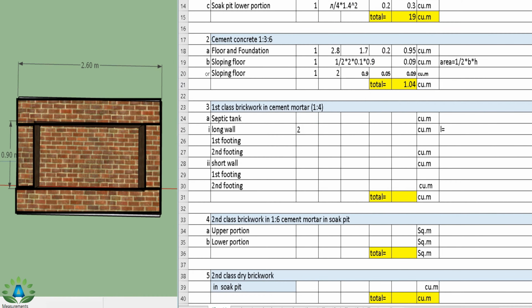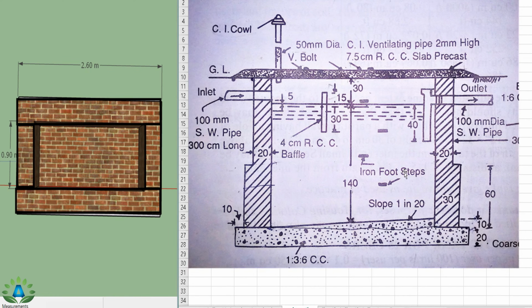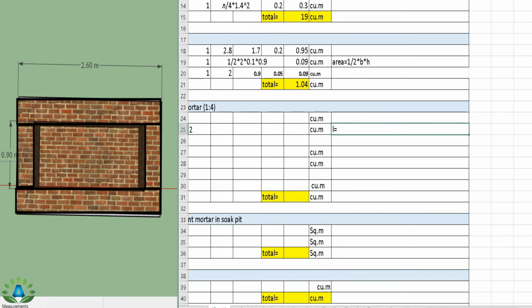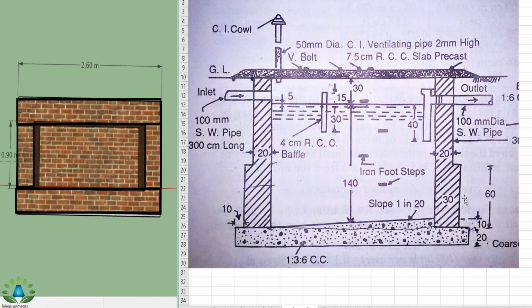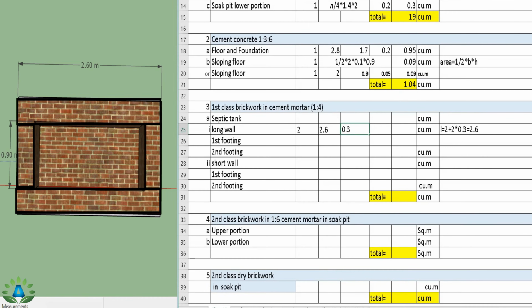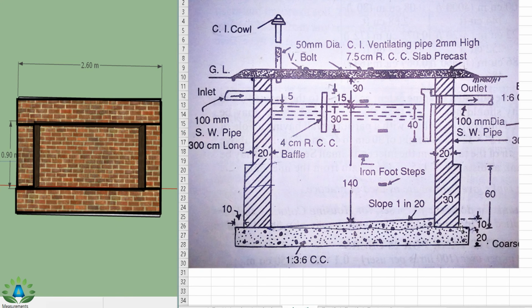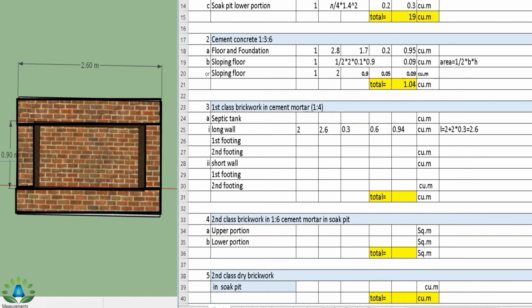And so here we have the long walls 2 in number, so number equals 2, and the length equals this inner to inner portion 200 plus this wall is of 30 centimeter and this wall is of 30 centimeter. So I can easily write 2 plus 2 into 0.3 meter wall, that is 2.6 meter. So length is 2.6 and we have the width of the wall 0.3, that is these all portions are of 0.3 meter, that is 30 centimeter. And we have the height of the first class brickwork up to this portion, that is 60 centimeter. So the height is 0.6. So the total quantity is 0.94.